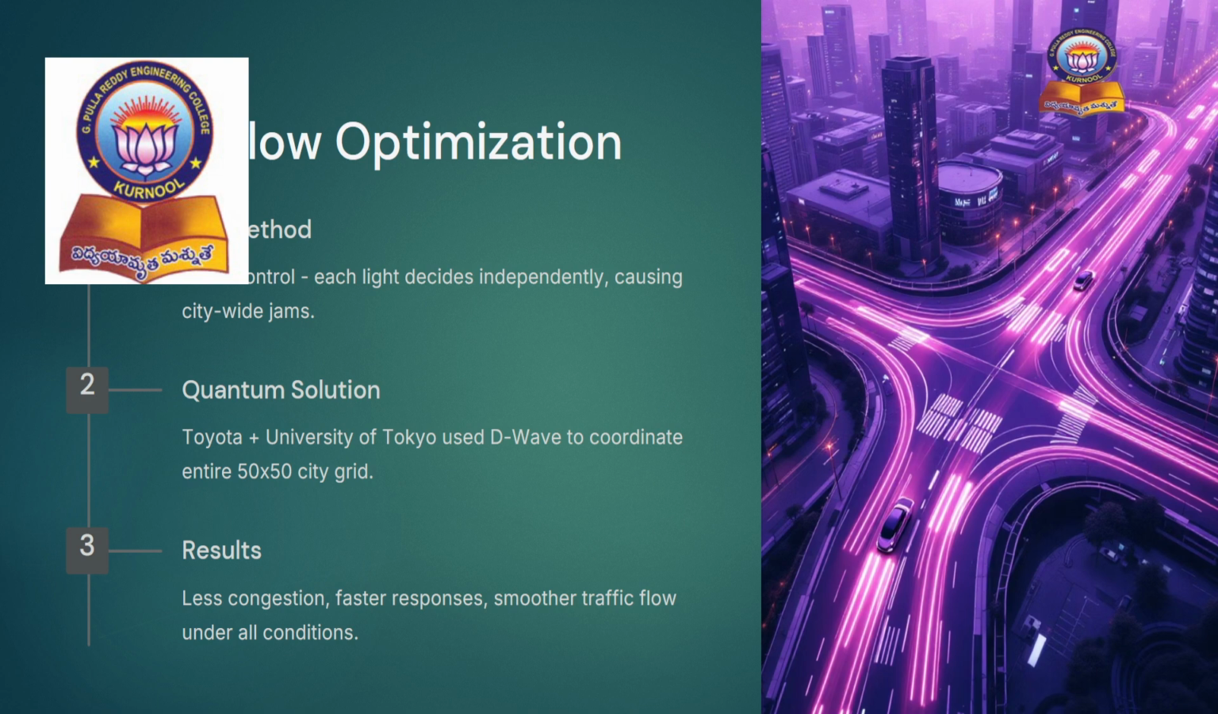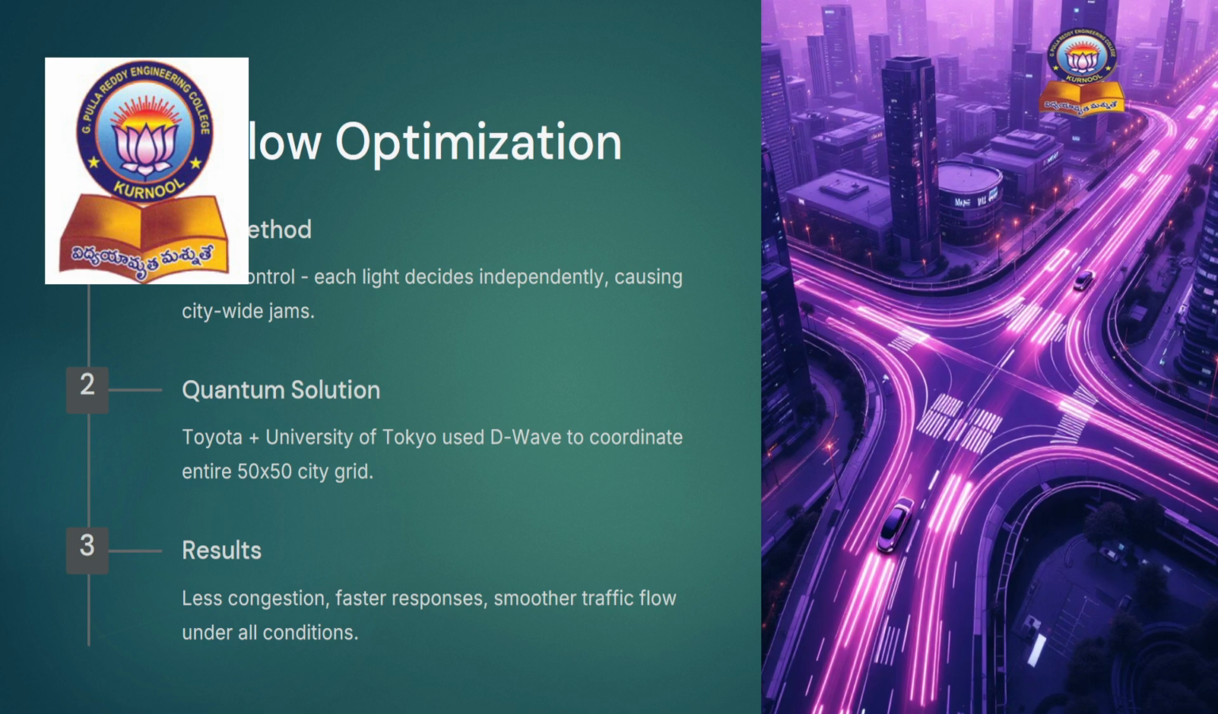Toyota and the University of Tokyo used D-Wave to coordinate an entire 50 by 50 city grid. The Toyota researchers began by designing a simplified city diagram consisting of a 50 by 50 grid in which streets can run either east-west or north-south. As a car approaches a four-way intersection, it has a certain probability of turning right, left, or continuing straight on, to minimize congestion and the amount of time each car spends sitting unmoving at a red light.